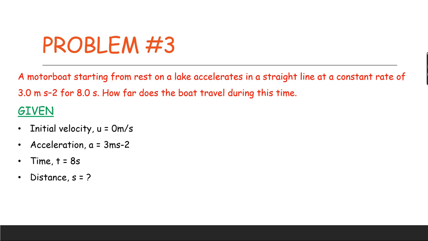So which formula will suit this? The formula that suits is s is equal to ut plus half at square. So this is the second equation of motion which relates the distance, time, initial velocity and also the acceleration. So how do I find the initial velocity to be 0 meter per second? Because I have been told that the motorboat is starting from rest. So when it is at rest, my velocity will be 0. So that will be my initial velocity. So I substitute u to be 0.